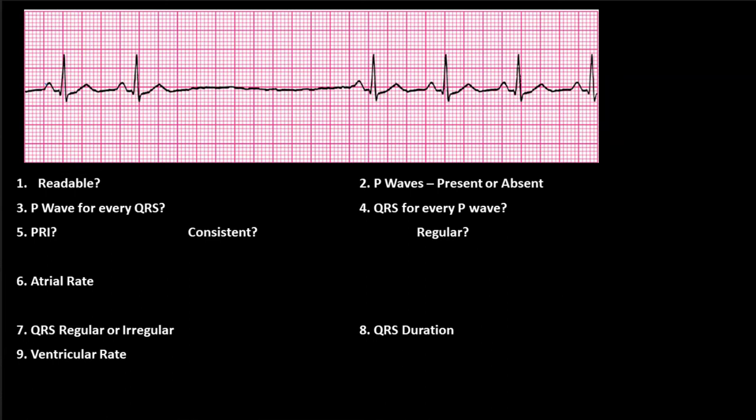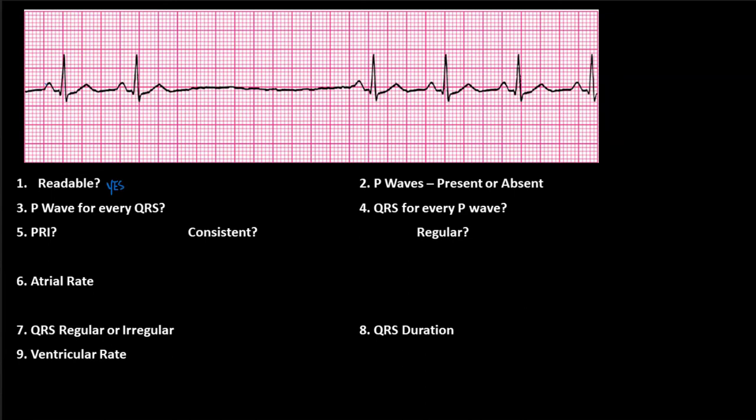So let's start off with, is this a readable strip? And as you take a look, you can identify both P waves and QRS complexes the whole way through, so we can identify those waves, and therefore we're going to go ahead and call this, yes, it is a readable strip.